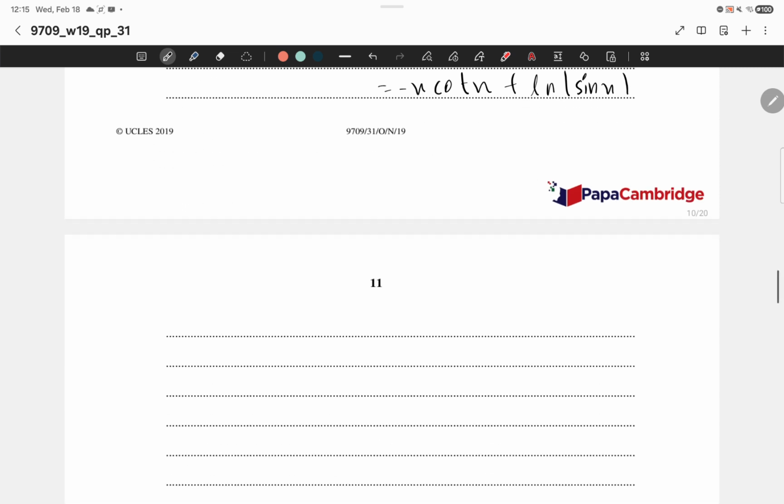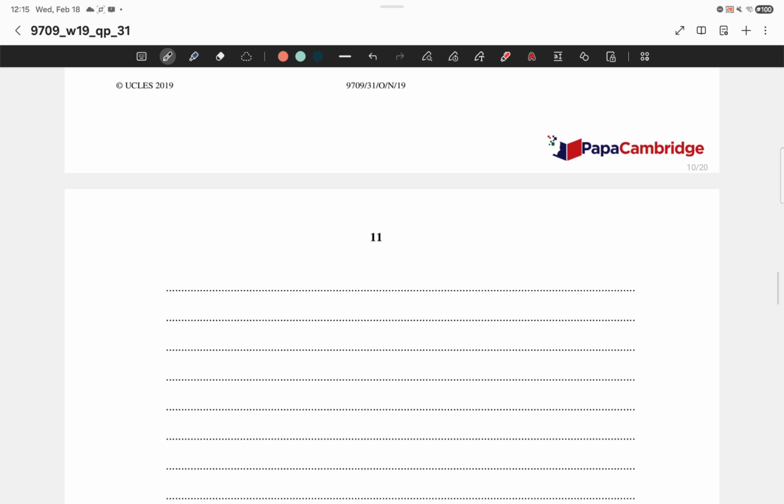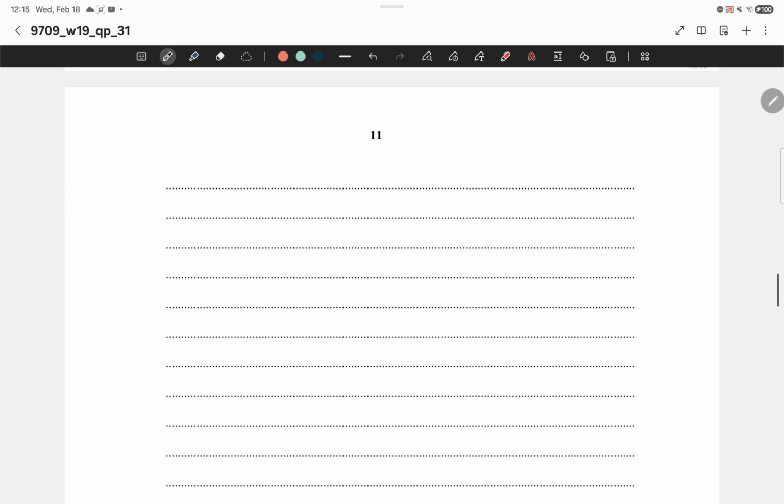Actually, a lot of questions in P3 have integration. So I feel like integration is the most important chapter or part of the whole P3 paper. It's just integration and integration in every damn question. Most of the questions. So, yeah.